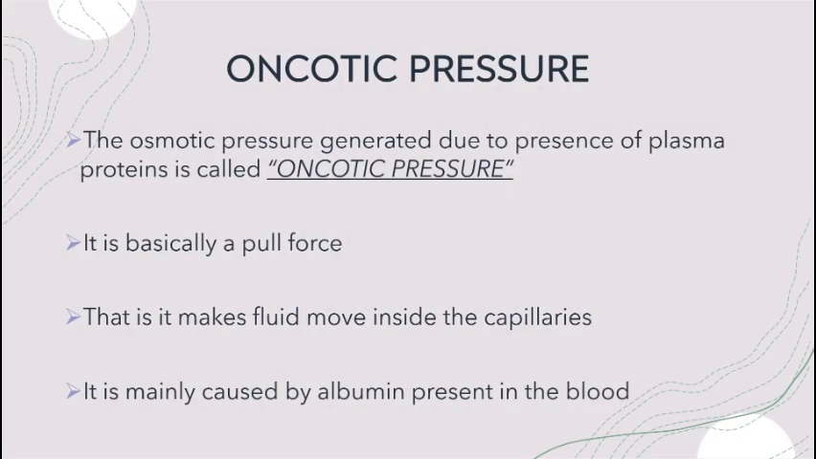Next is oncotic pressure. The osmotic pressure generated due to the presence of plasma proteins is called oncotic pressure. It is basically a pull force, that is, it makes fluid move inside the capillaries. It is mainly caused by albumin present in the blood. We can understand this by considering this as a blood capillary, and this is the excess fluid in the interstitial spaces, and due to the oncotic pressure this fluid will move inside the blood capillary.